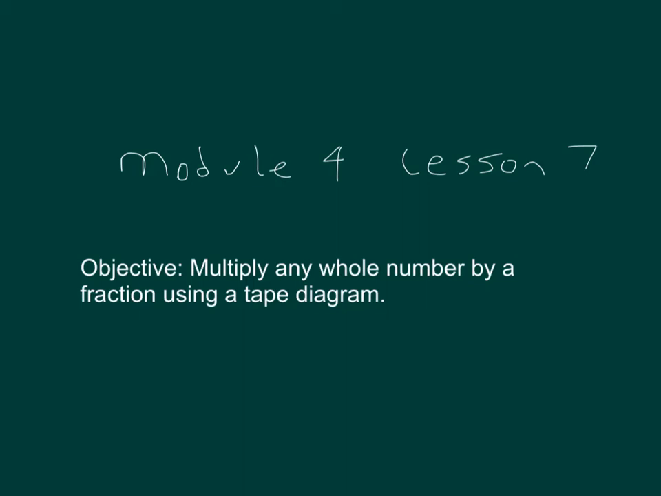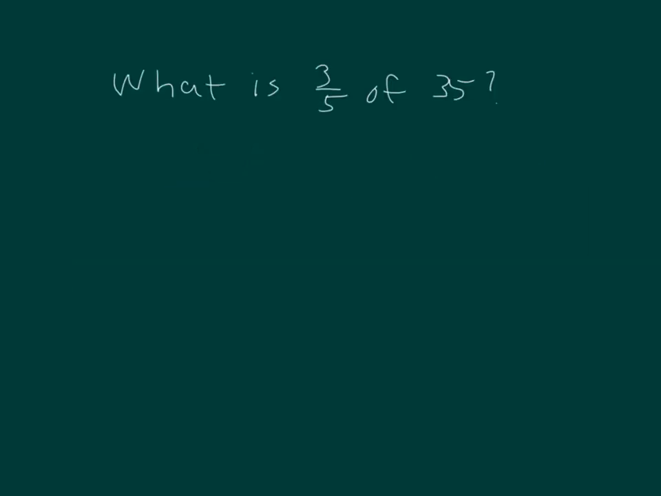The objective is to multiply any whole number by a fraction using a tape diagram. What is 3/5 of 35? We must find 3/5 of 35.